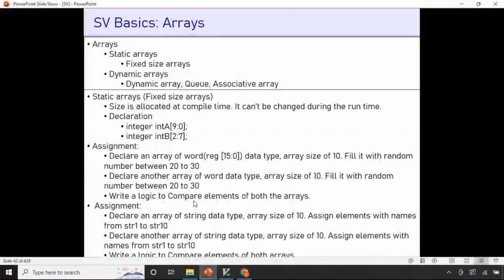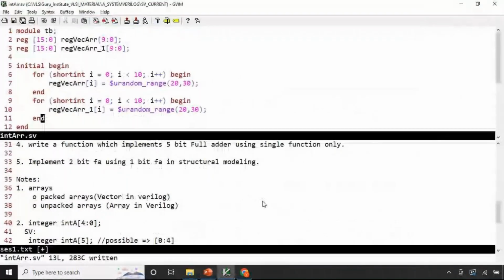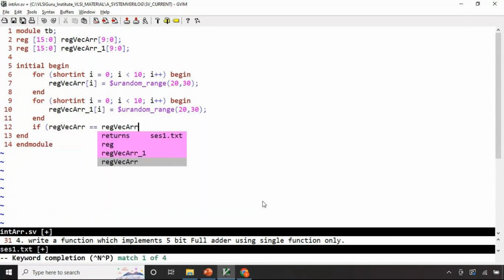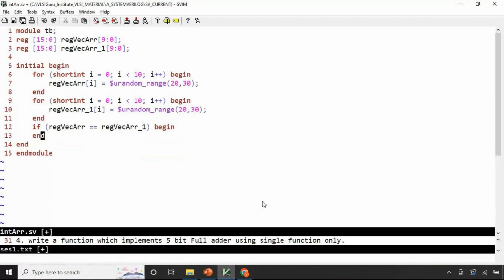Write a logic to compare elements of both arrays. How will you write a logic to compare? Actually, we can just directly do reg vector array is equal to reg vector array. It is possible, because SystemVerilog supports it. Verilog doesn't support it. In SystemVerilog you can do whole array comparison. It automatically compares 0th element with 0th element, first element with first element, second element with second element.